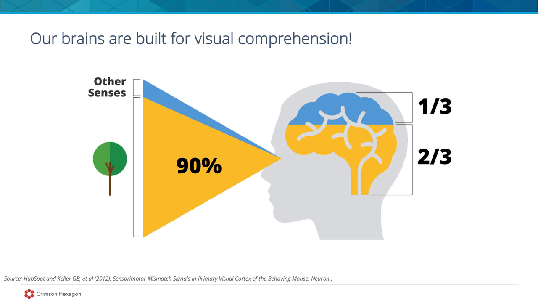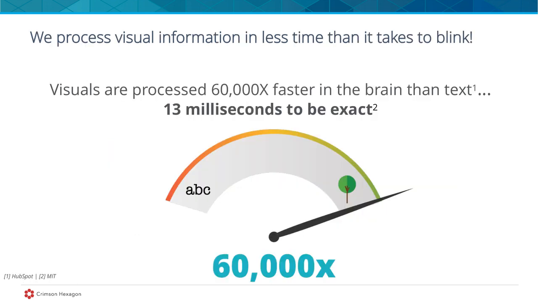And so our brains, for one, were built for visual comprehension. 90% of the information that we ingest every single day is visual, and 2/3 of our brain is used for understanding that visual information. And not only is a lot of the information we receive visual, but we process it a lot faster than text. So visuals are processed 60,000 times faster in the brain than text, about 13 milliseconds, which is more or less than a blink of an eye, so very, very quickly.